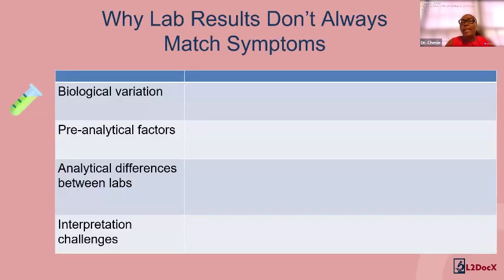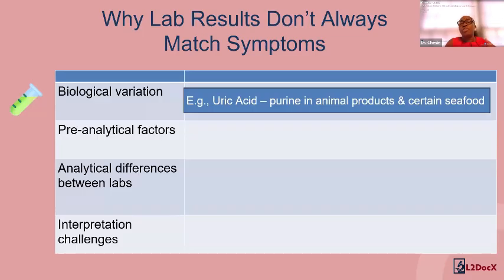So there are different reasons why lab results don't always match the symptoms. We are going to look at some of those reasons here. The first of these reasons is biological variation. So when we talk about biological variation, I'm just going to give examples, because we cannot talk about every lab test in 45 minutes.